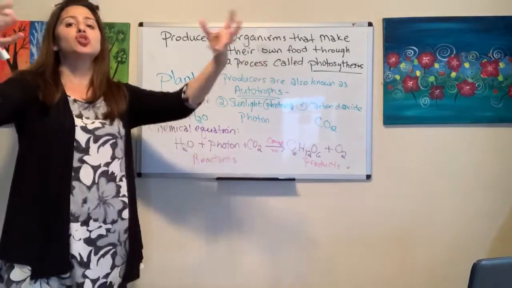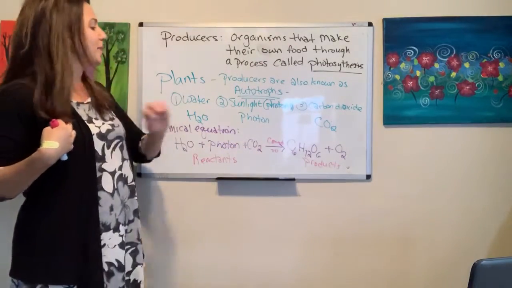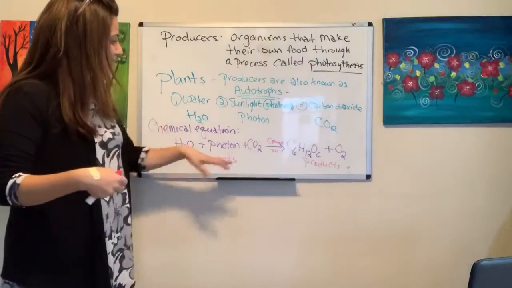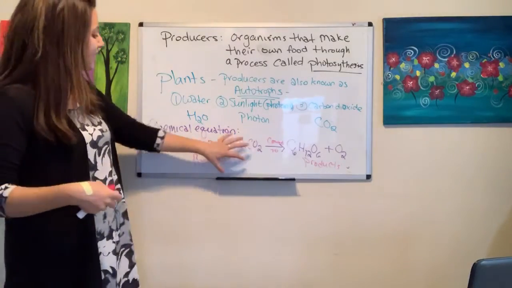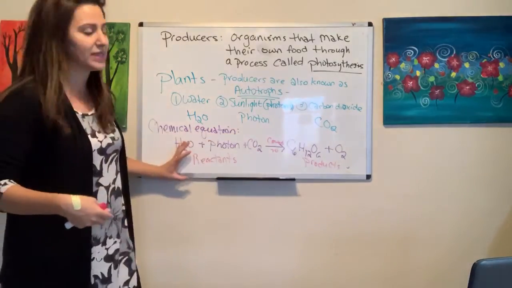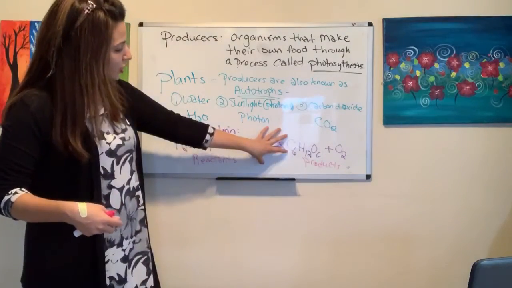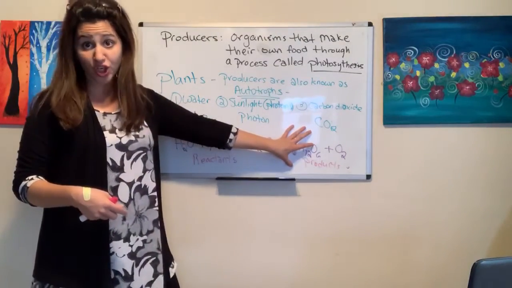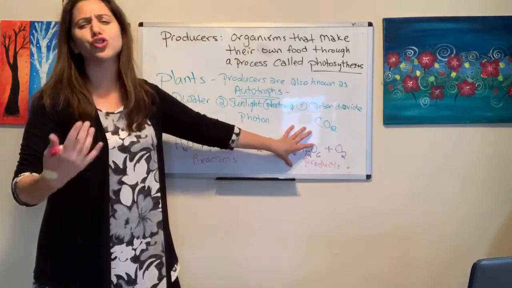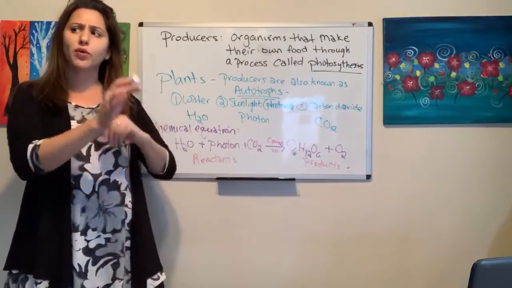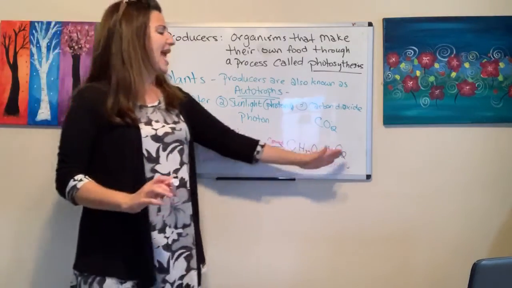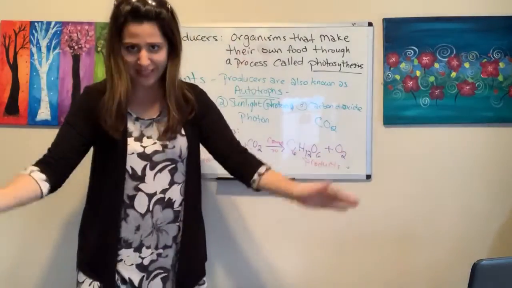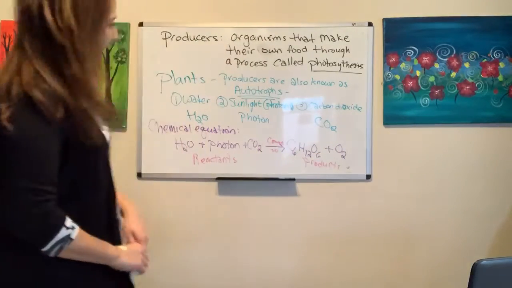But yes, they absorb the carbon dioxide into the plant itself, and then they take these three ingredients, these three reactants, and then they're going to convert it into a form of sugar, glucose. There are other sugars as well, but glucose is primarily what we're going to be talking about, and oxygen, which they're going to release into the atmosphere.